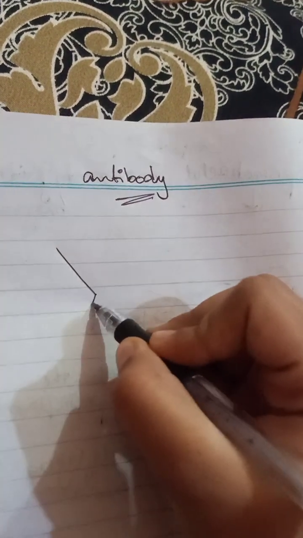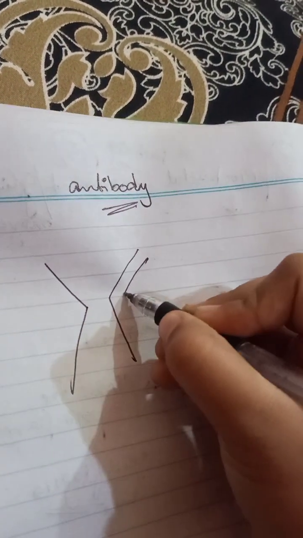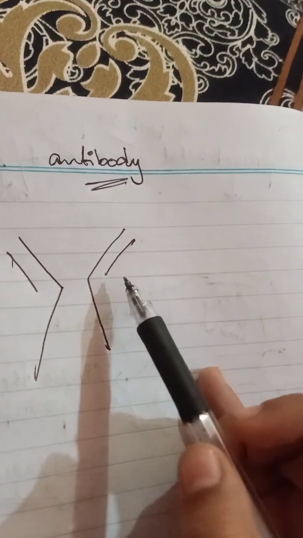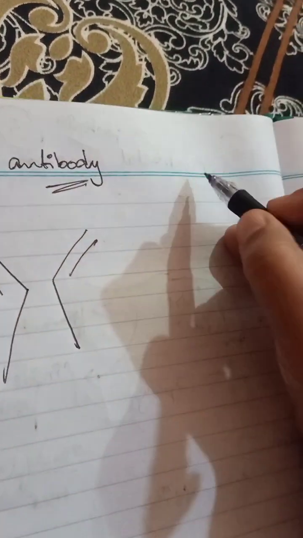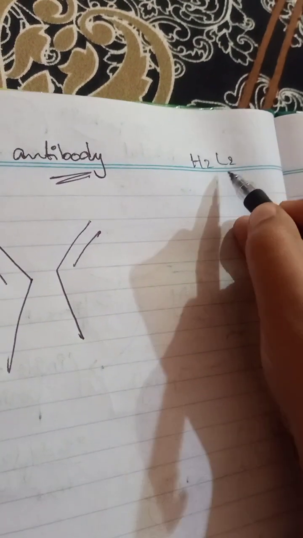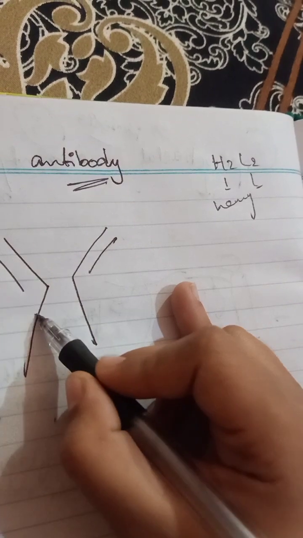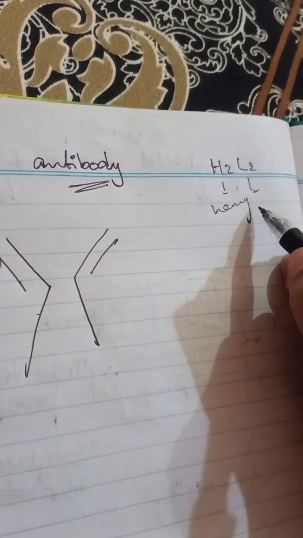Okay, so as you all know, the structure of the antibody is this. We have the constant and variable regions, and we have 2H2L, which means 2 heavy chains and 2 light chains.